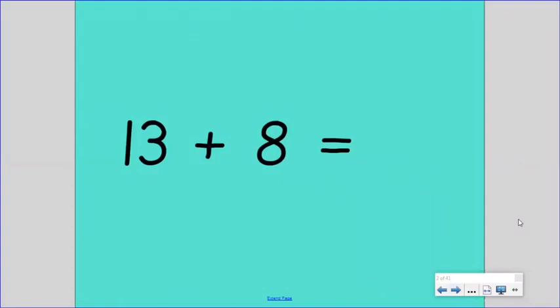Question 1, 13 plus 8. 13 plus 8 is 21. Well done. 13 in your head, 8 on your fingers, and count on to 21. Well done.